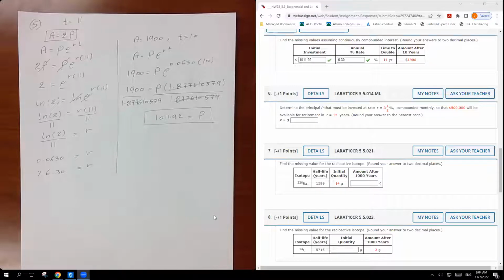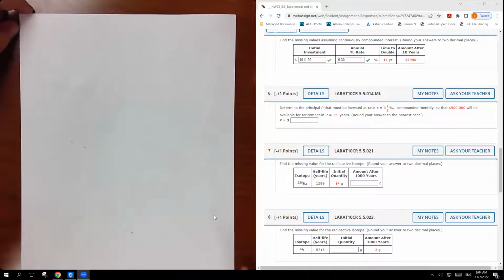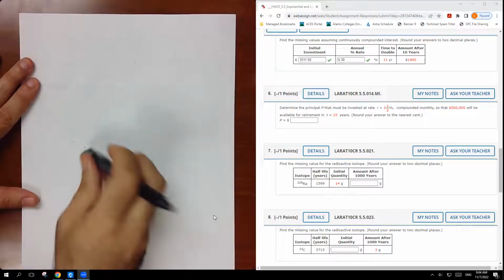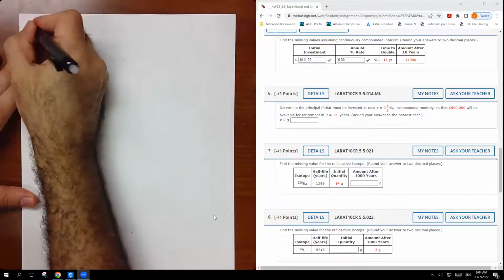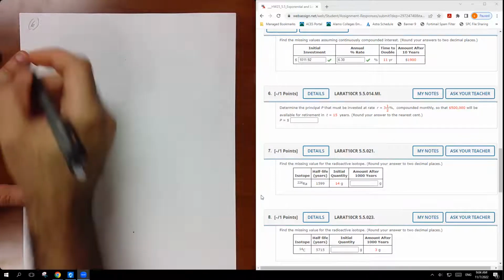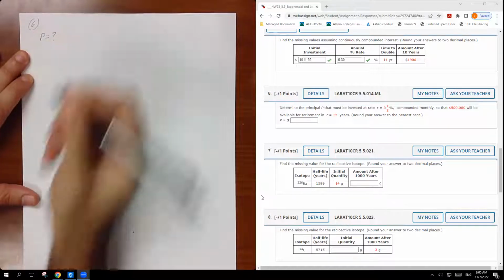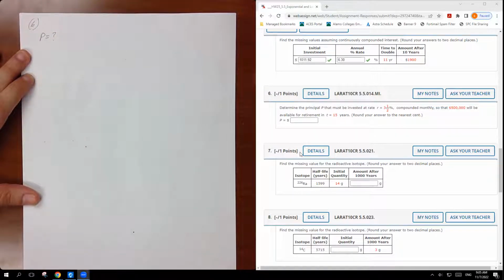So we got example 5, right? Let's go to example 6. The first thing, let's read example 6. Determine the principal P. So that's what we need to find. The principal P, that means the investment, must be invested at a rate equal to 3.5%.